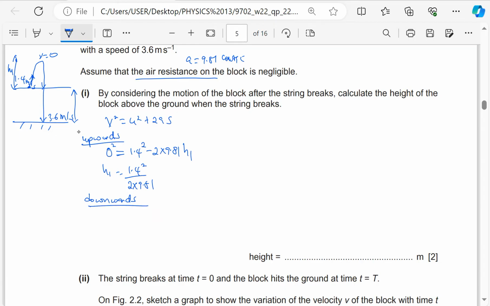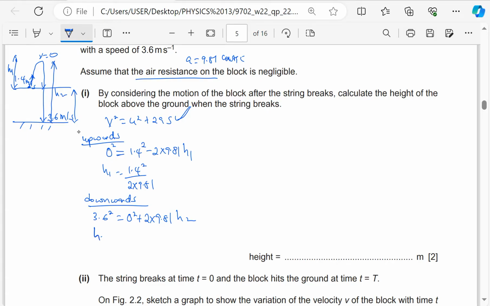Let's consider it going downwards and use the same formula. It is starting from the highest point, so initial velocity is 0. Then it reaches the ground with a speed of 3.6. So I'll say 3.6 squared is equal to the initial velocity when it is just starting falling downwards, which is 0 squared. So here, because I considered it from the top, I will not put a negative. Instead, I will say just plus 2 times 9.81 times, I'll call this height h2. This one here is going to be h2.